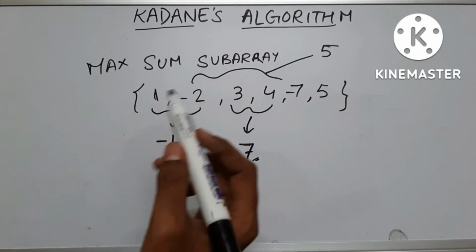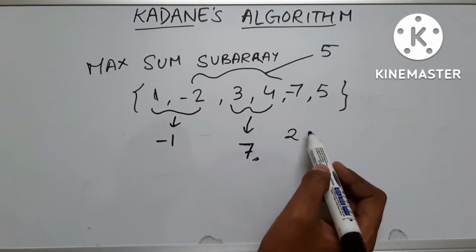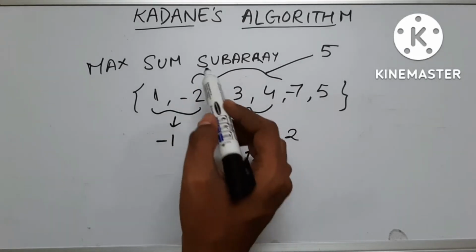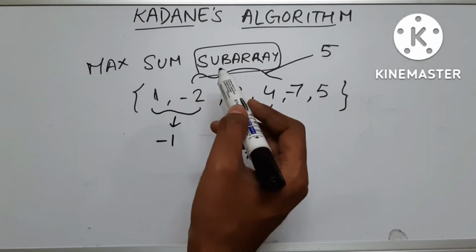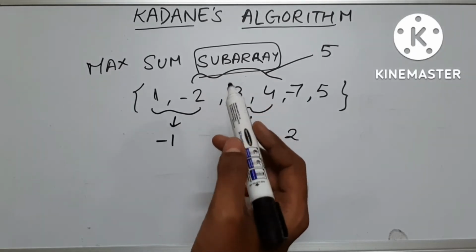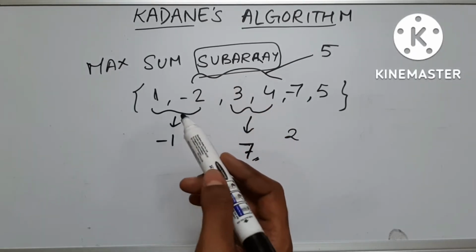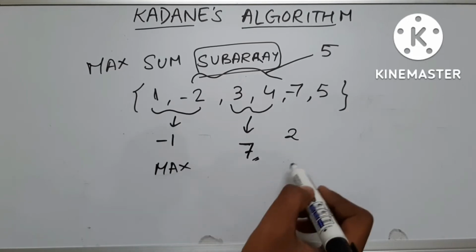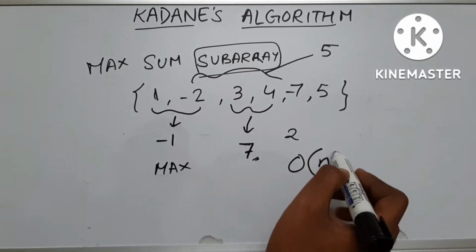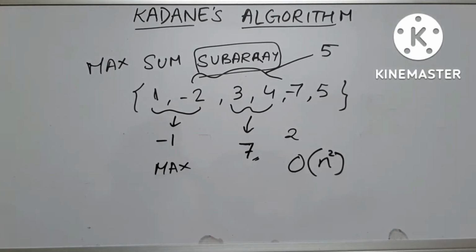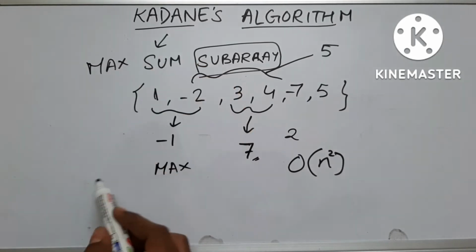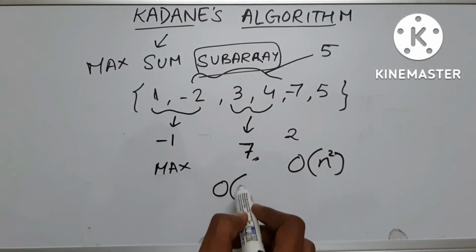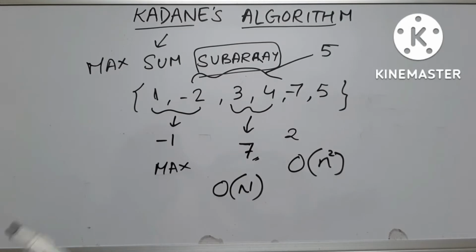If you use two for loops to find every subarray, and then after finding every subarray, you take the sum of each and every subarray and compare and find the maximum of them, then it will give you a time complexity of O of n square. This is a very high time complexity. Kadane's algorithm will give us a time complexity of O of n. So now let's see how to use Kadane's algorithm.